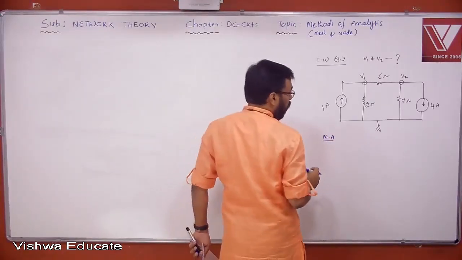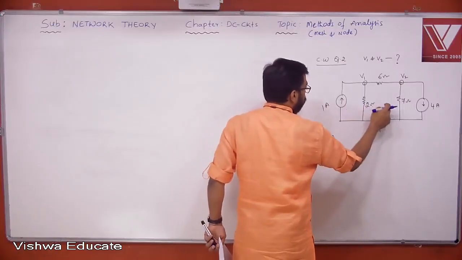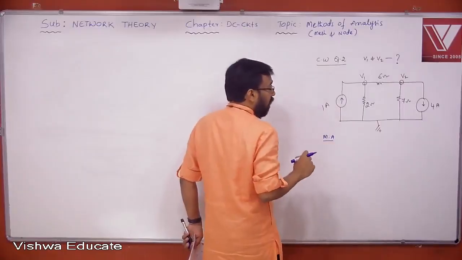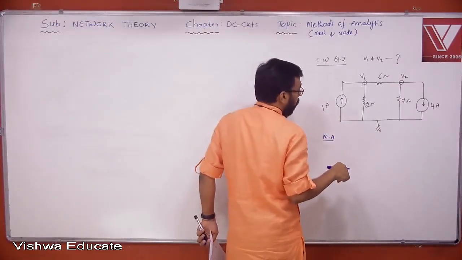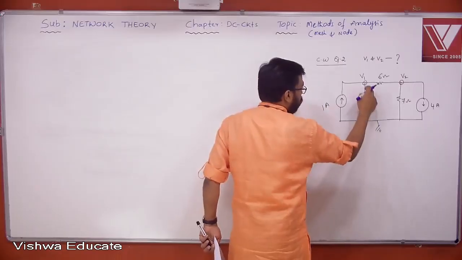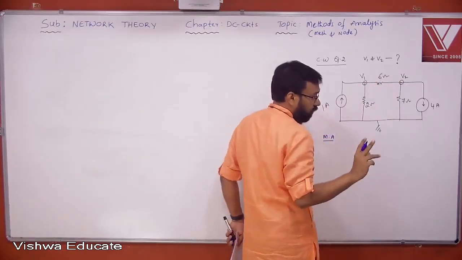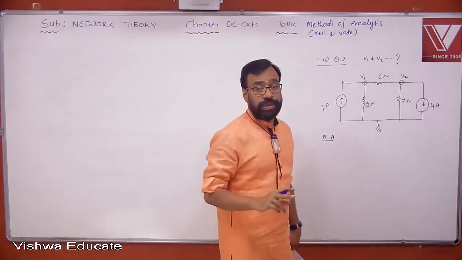How many equations do you require to solve this network using mesh analysis? 1, 2, 3. 3 minus 2, only one equation is enough. How many equations do you require using node analysis? 1, 2, 3, and 3 minus 1, 2 equations are enough. Yes or no?